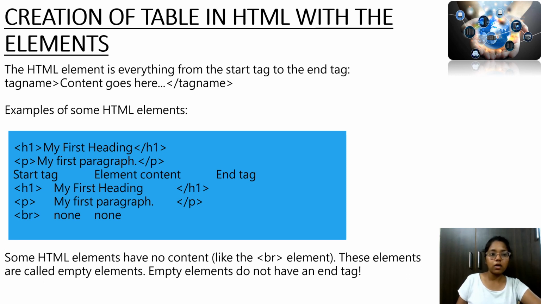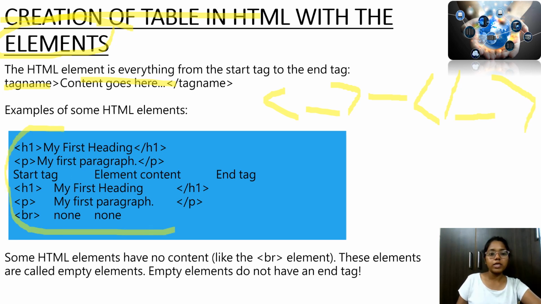Now we will be studying about creation of table in HTML using all the elements. The HTML element is everything from the start tag to the end tag. Here this is the start tag which starts like this. Here the name of tag and then the content goes here in between. Then the end tag which goes like this, slash and the name of tag.